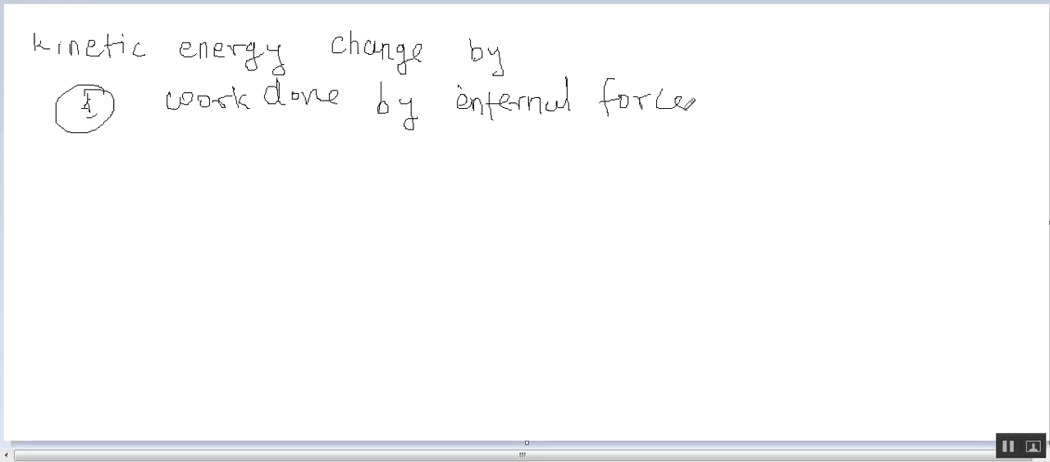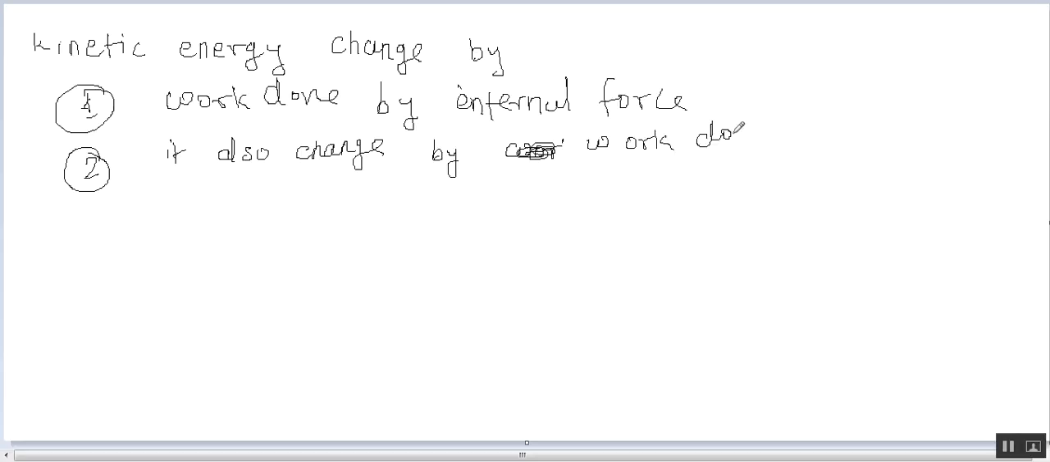And it also changes, second, by work done due to external forces. So kinetic energy changes first by work done by internal forces, and it also changes by work done due to external forces.